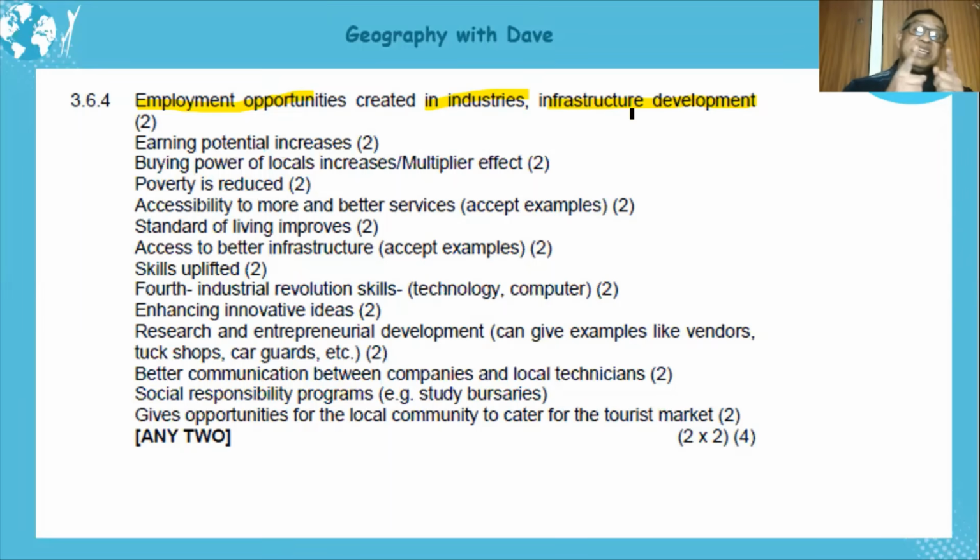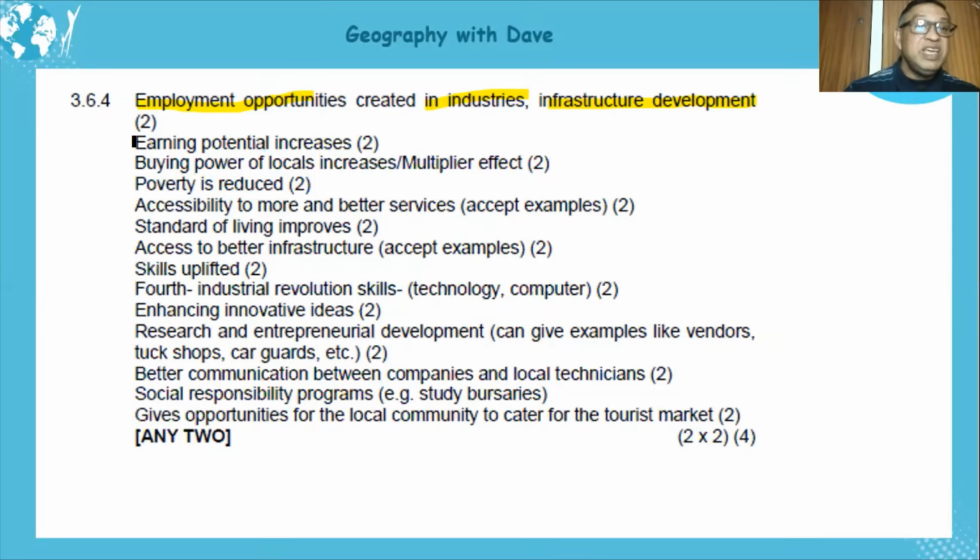Can you see where the examiner expects you to say where it's created? Don't just say employment opportunities, because it's explaining in the industries, in the infrastructure development. Can you see it? All right. They want you to tell them where the employment opportunity is.